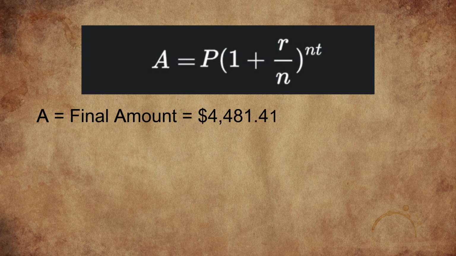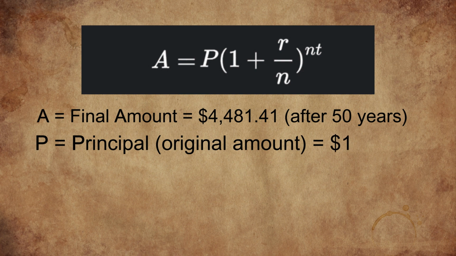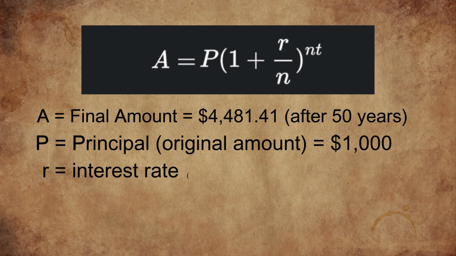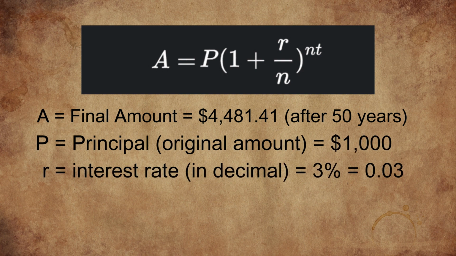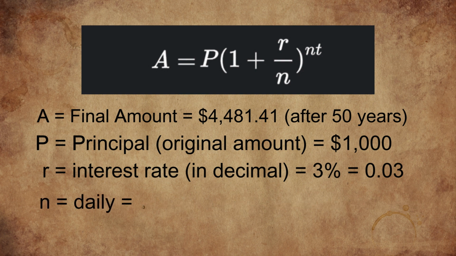Now, let's break down the formula. We said that A is the final amount. In this case, it's the $4,481.41 that you will have in your savings account after 50 years. The P is the $1,000 that you started with. The R is the interest rate in decimal, so in this case 0.03. The N is the number of times interest is compounded per year, in this case 365, because it is compounded daily. And T is 50 years.